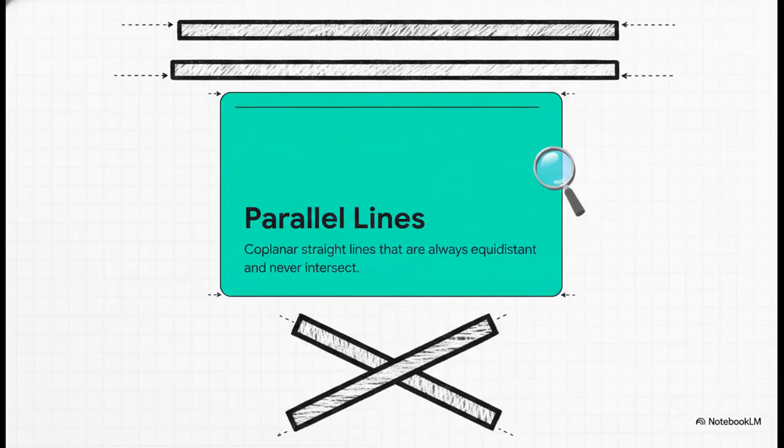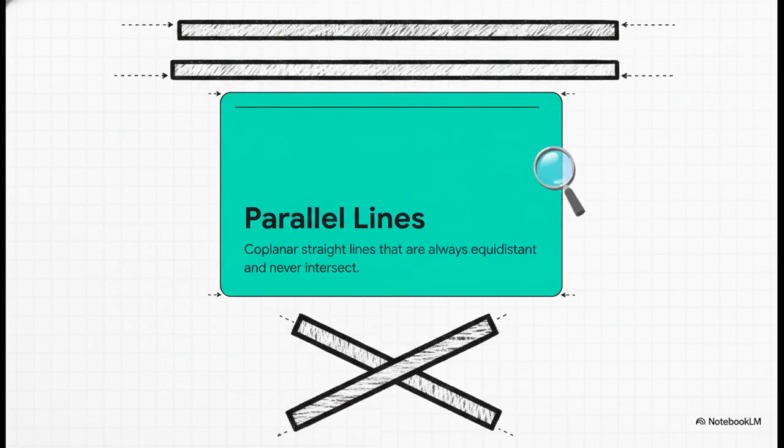And this brings us to the formal definition of parallel lines. They are straight lines that are always exactly the same distance apart and never intersect. But here is the major catch. Being coplanar isn't enough on its own. You can draw two lines on that exact same wall we just talked about, and they might still cross each other like a giant X.